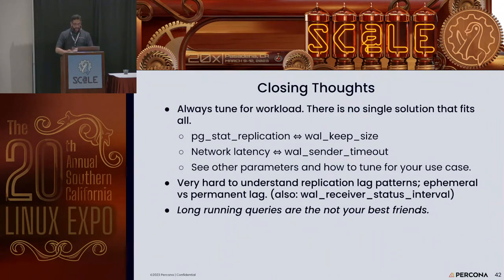So just to close off, to start with, any setup would have to be tuned for your specific workload. So there's no one solution that fits all. And pg_stat_replication, wal_keep_size, network latency, wal_sender_timeout, those are the things that you would want to keep an eye on. With pg_stat_replication, the LSN information that's being provided would give you some insights into the WAL size that you need to maintain. The timeout for WAL sender, again, really depends on your network latency.